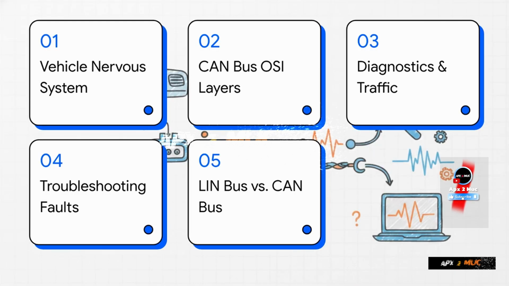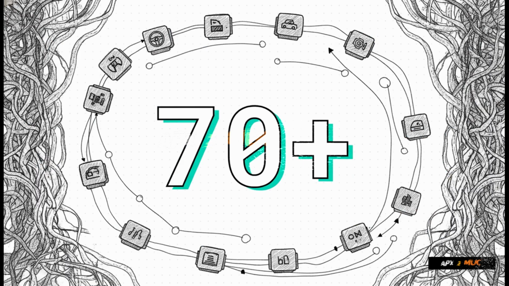Okay, let's dive right into this. Here is our roadmap for today. We'll start by exploring the vehicle nervous system, then we'll break down the CAN bus OSI layers, move into diagnostics and network traffic, tackle troubleshooting failures, and finally, we'll wrap it all up by comparing the LIN bus versus the CAN bus.